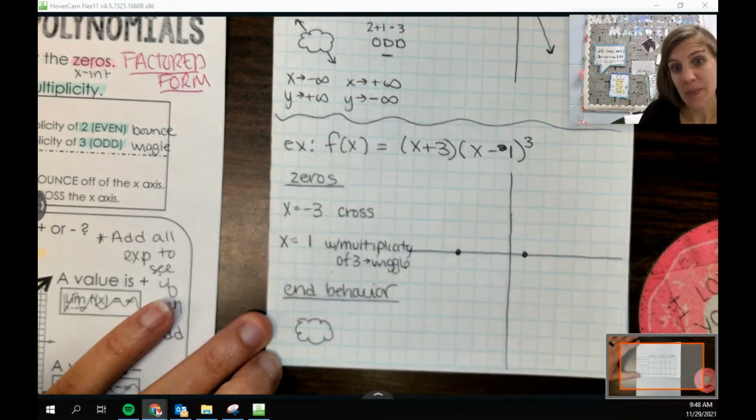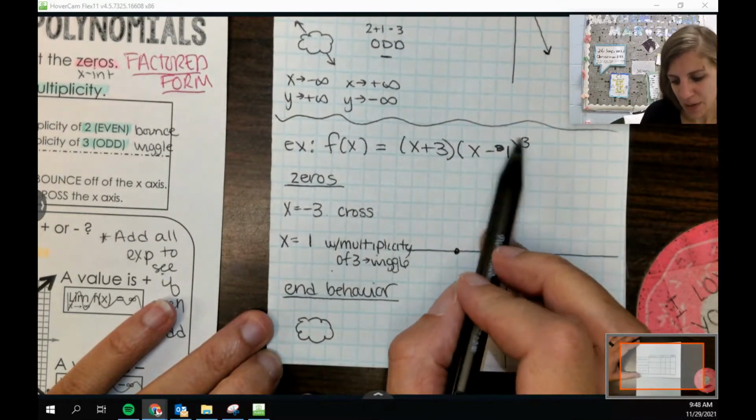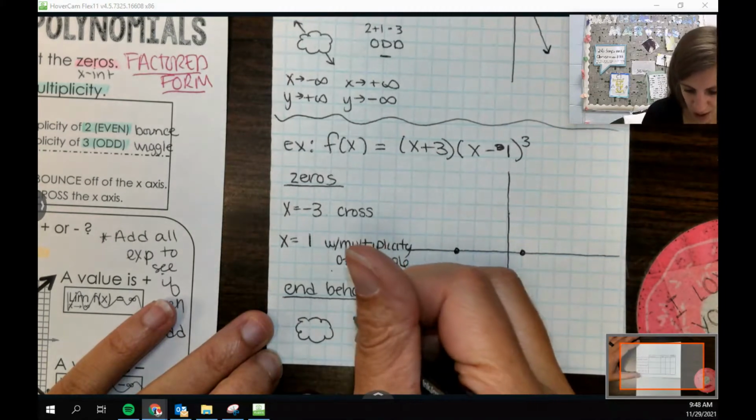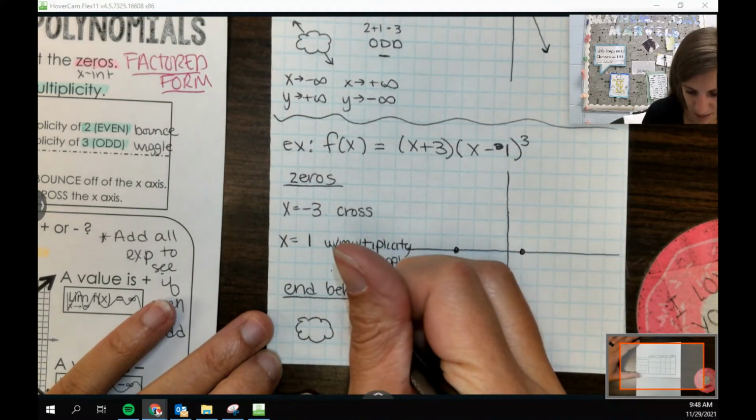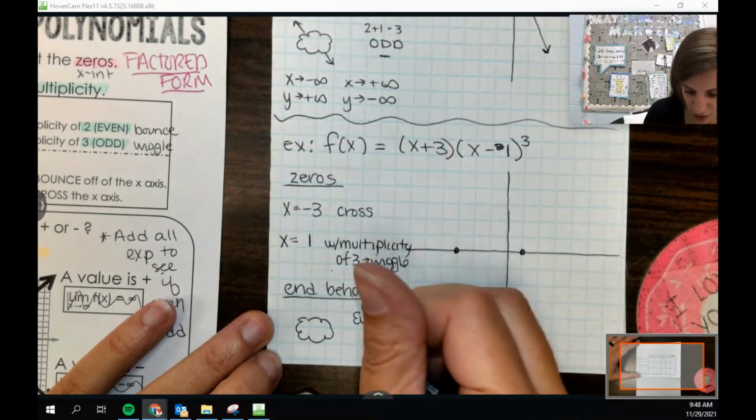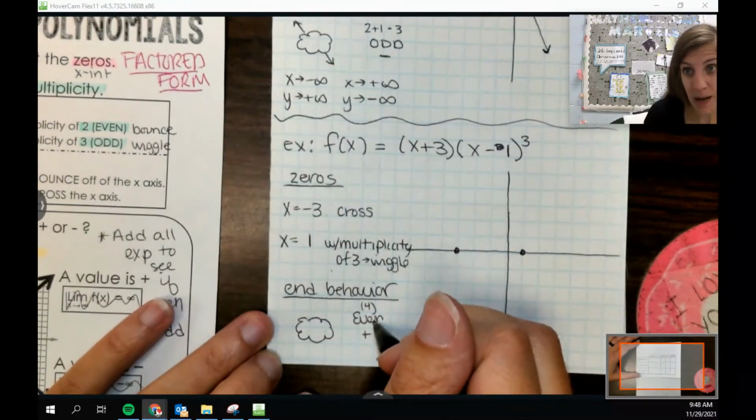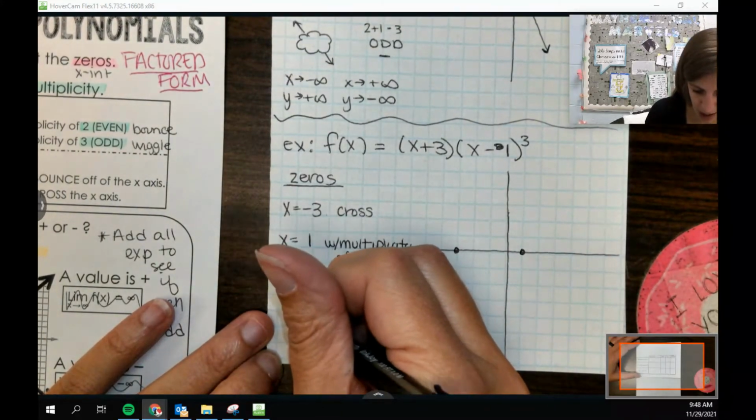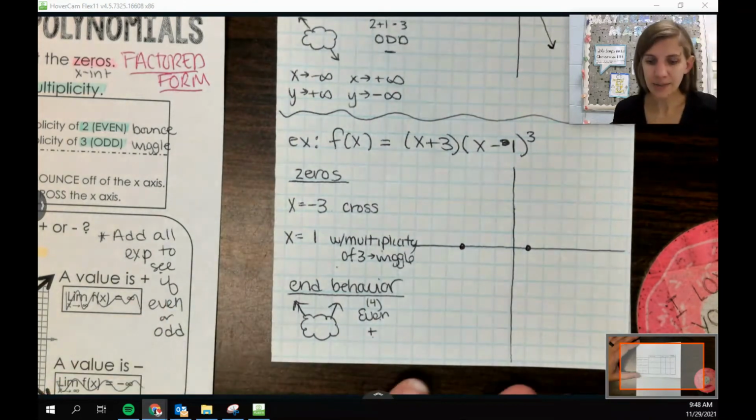So if I think about my end behavior here, if I add up all the exponents, we got 3, 1, so 4. So we're even. Leading coefficient is positive. So even like a parabola, and a pointing up parabola. So my end should look like this.